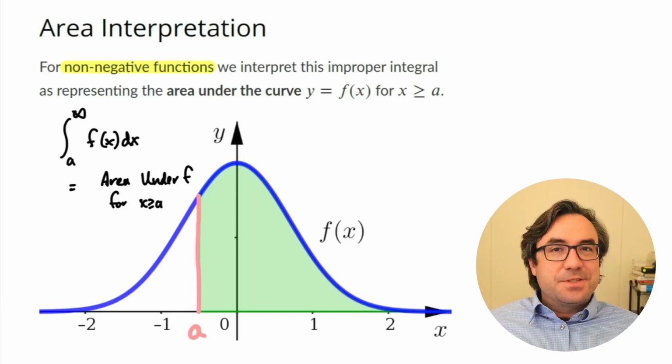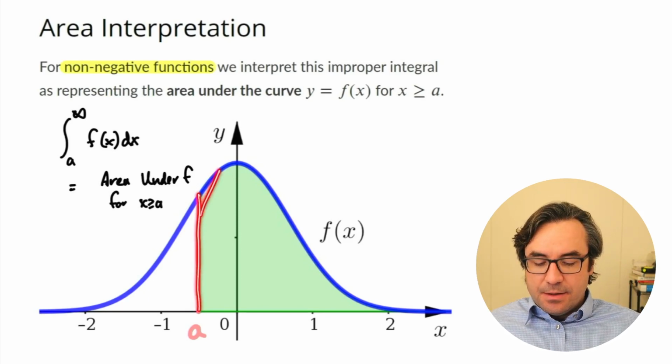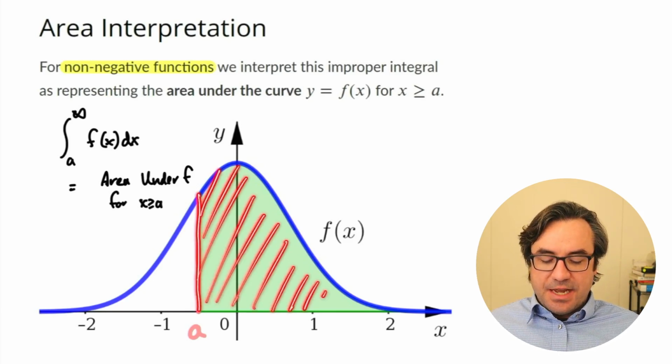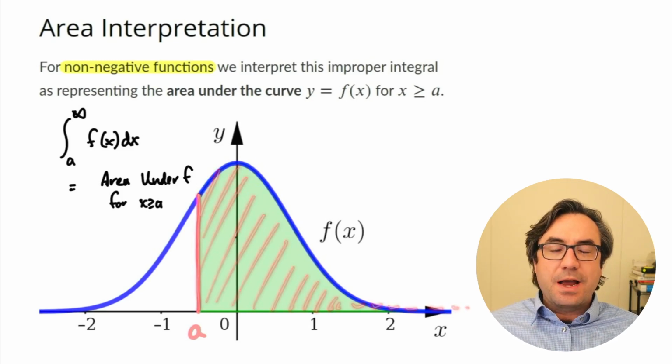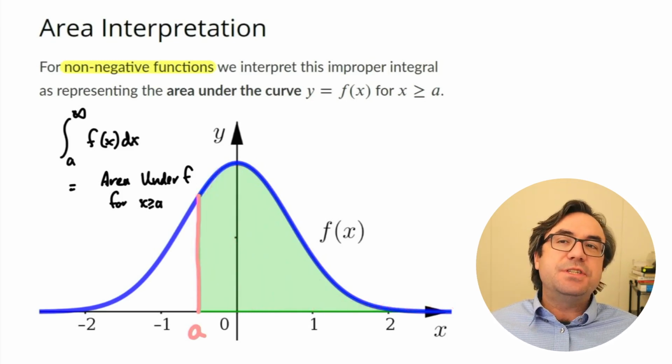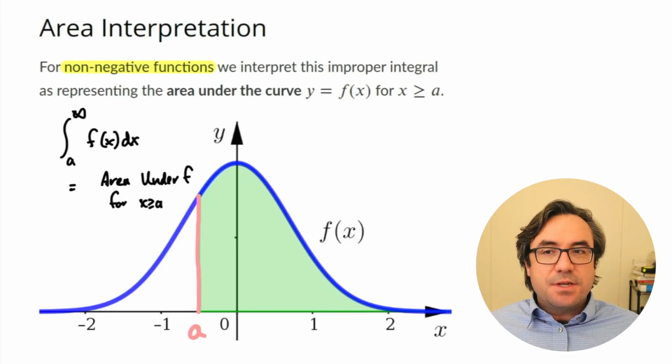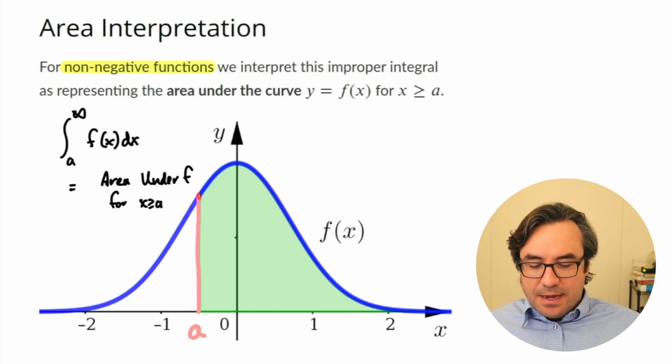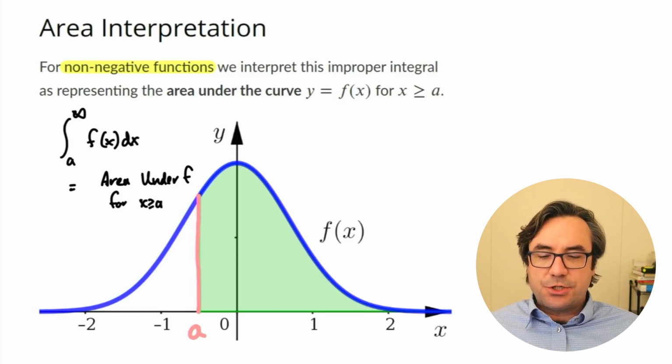So, this is kind of an unusual thing. How can a region that extends infinitely far in one direction have a finite area? Well, it's kind of surprising. We're going to see sometimes it does, sometimes it doesn't. But the idea behind our definition, again, it kind of helps to have this picture.